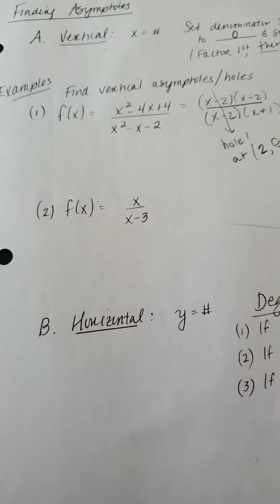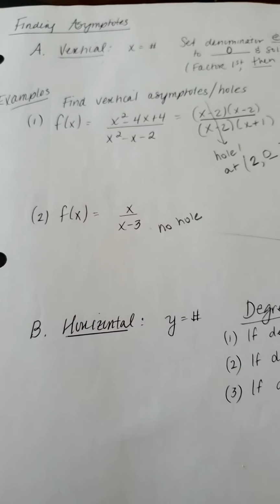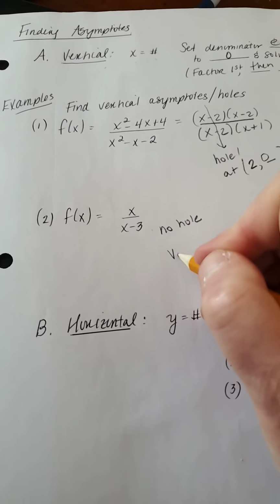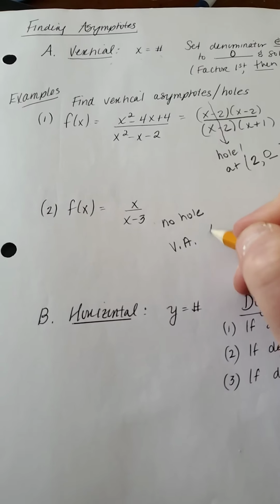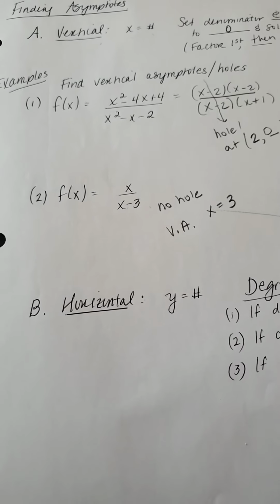Next one. Well, there's no hole. There is nothing to be crossed out. Can't do anything with that. But we do know also there is a vertical asymptote at x equals 3. Denominator cannot equal 3.